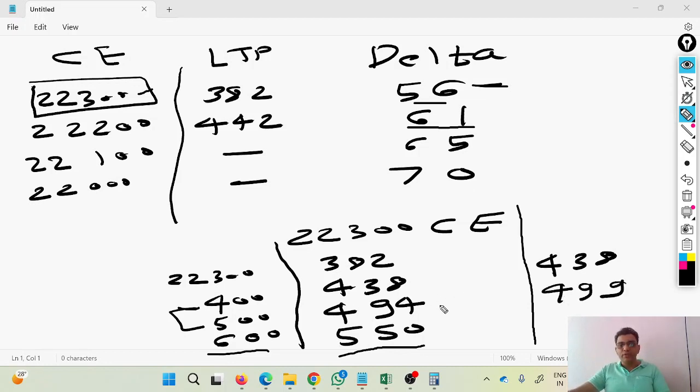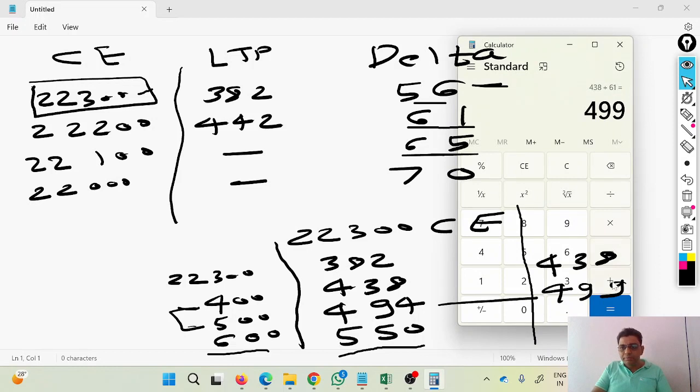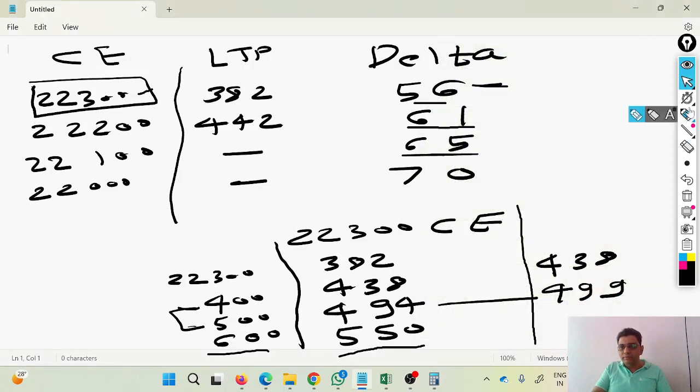In the earlier calculation, I was considering it 494, but it has become 499. Again, whenever my Nifty goes up by 200 points, my bought strike price becomes deep in the money, so its delta will change again. Its delta will change to 65, it will not be 61 again. So for the next calculation I need to add 65 over here. 499 plus 65 becomes 564.